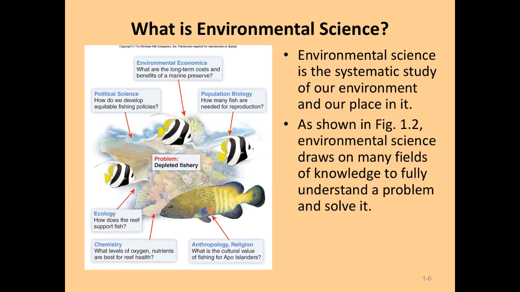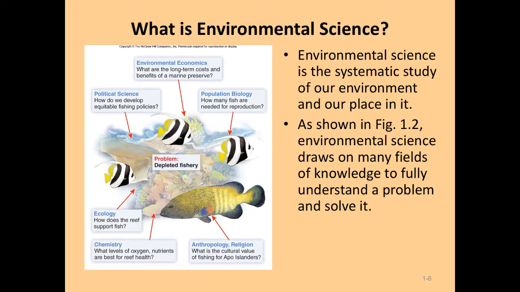So the question is posed then: what is environmental science? Why do we study it? Why is it so important? Well, environmental science is the systematic study of our environment and our place in it. Now, this is going to involve the knowledge of many disciplines of science, whether it be biology, chemistry, earth science, geography, and even understanding things like economics, politics, and social sciences. All this plays a relevant role in understanding what environmental science is.